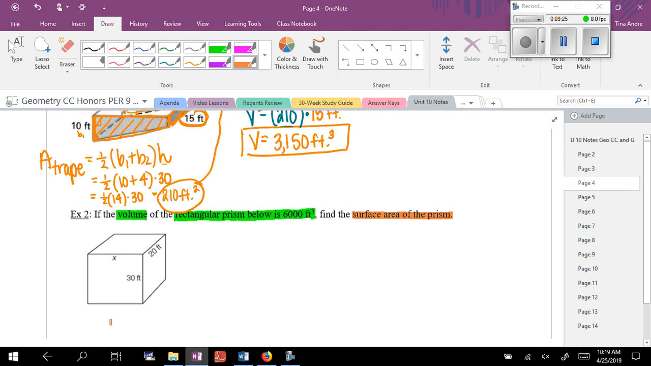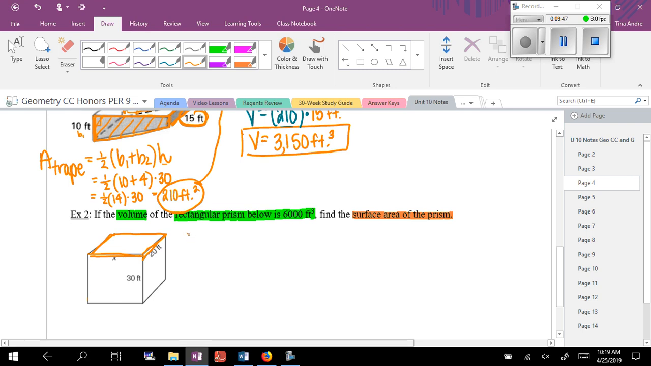So first of all, I need to know some dimensions, because if I want to know the area of all of these surfaces, right now I'm missing this dimension right here, this x. And I would need that to be able to calculate the area of this rectangle on top, as well as the front and back of this box.